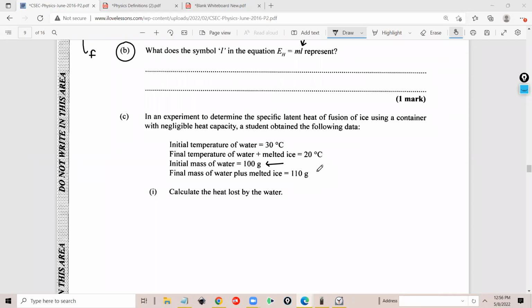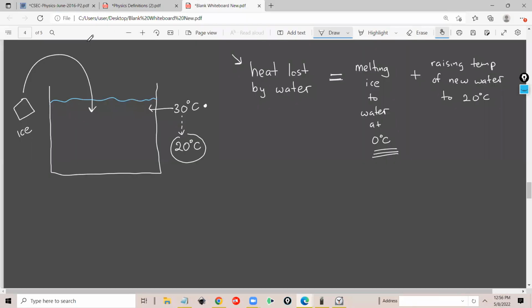It has to be 10 grams, right? Because if the water was 100, and then after the whole scenario it increased by 10, then the mass of the ice had to be 10. So it was 10 grams of ice.